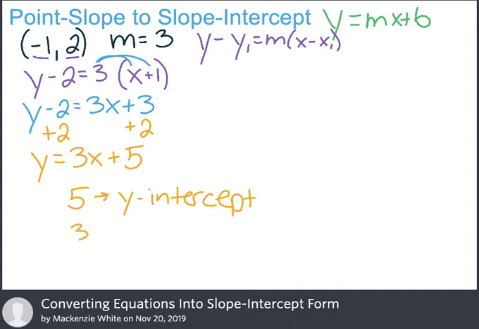And my slope is 3, so this is going to be 3 over 1. So again, I'm going to plot my first coordinate at (0, 5), so 5 on the y-axis, and then from here, I'm going to go up 3 and to the right 1 to plot my next point. So that's how you're going to convert point-slope into slope-intercept form.